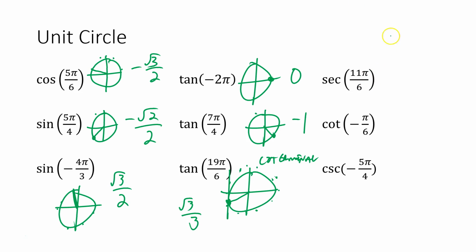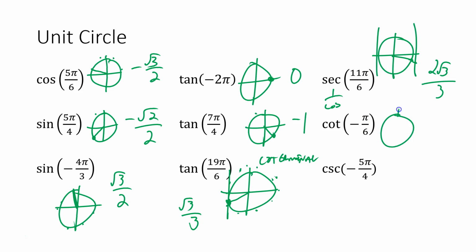Secant of 11 pi over 6. So 11 pi over 6 is almost all the way around right there. Secant uses the normal tangent lines. It's the shortest value of secant that isn't 1, so that's going to be 2 root 3 over 3. And it's positive because we're on the right side of the circle, and that deals with cosine. This is 1 over cosine, so positive because we're on the right.